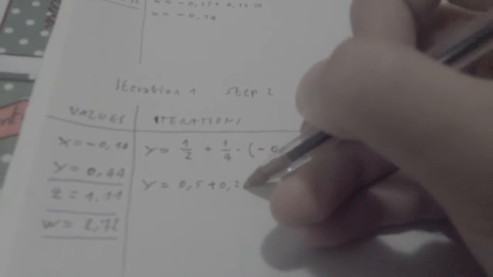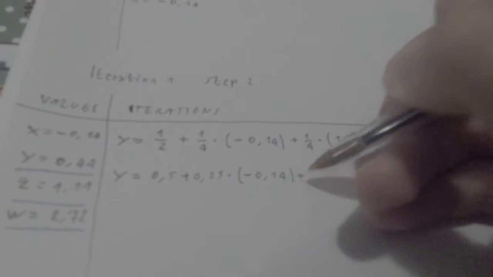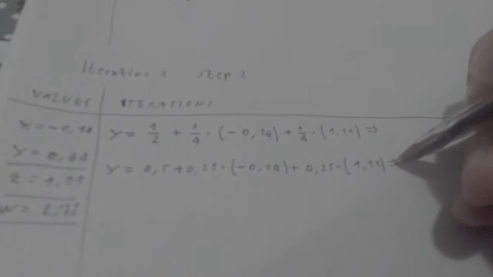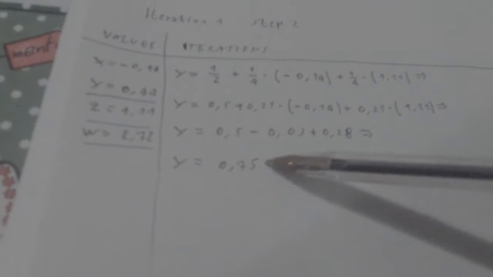So let's just go on. This is going to be 0.5 plus 0.25 times negative 0.14, plus 0.25 times 1.11, which is going to give us 0.5 minus 0.03 plus 0.28, which again is going to give us y equal to 0.75. So this is our new value for y, and let's continue.